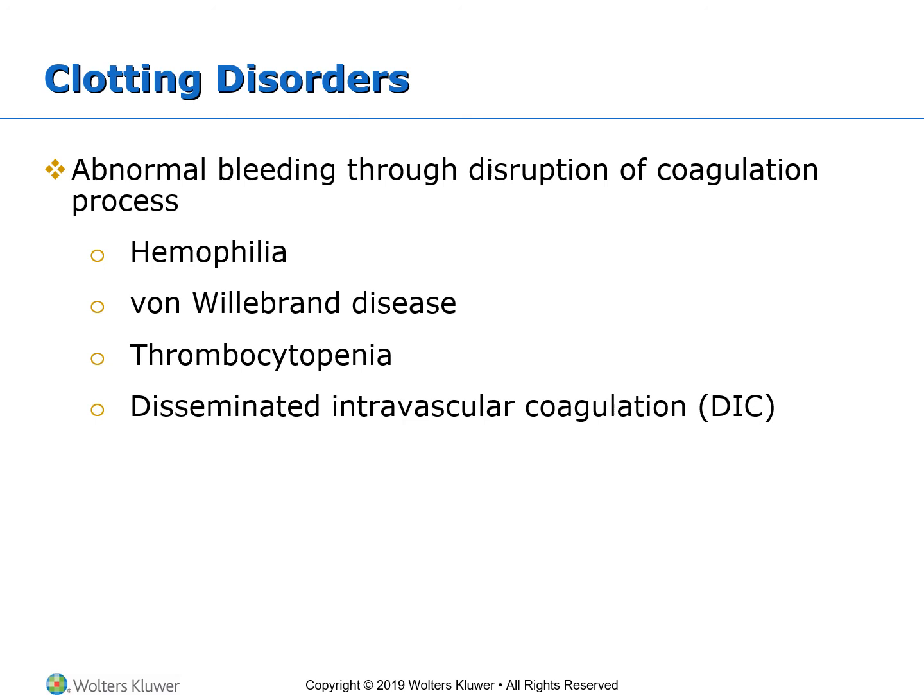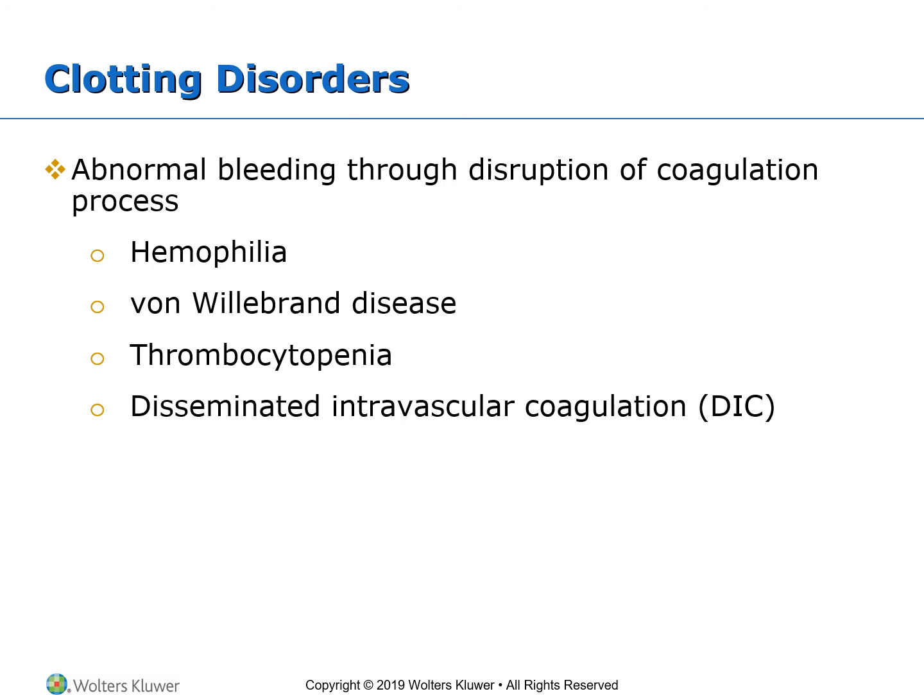A second type of clotting disorder is von Willebrand disease, also a hereditary clotting disorder. In this condition, there is not enough von Willebrand factor, which is a plasma component that encourages the platelets to stick together at damaged tissue. In addition, the von Willebrand factor will also transport clotting factor number 8. So both of those elements will be affected in the clotting process.